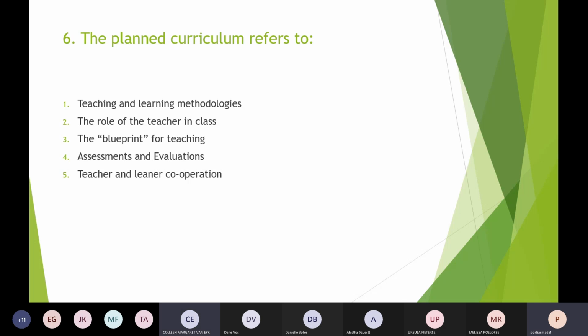Okay, we know now that yes, student, that the teacher and learner cooperation is the collaboration, working together in order to understand what the outcome is. Yes, correct. You're correct in saying that. So what is teaching and learning methodologies?